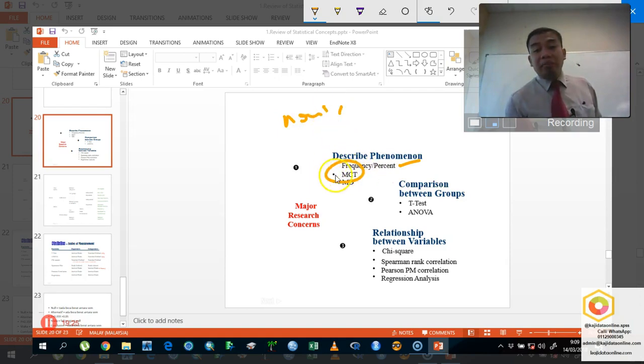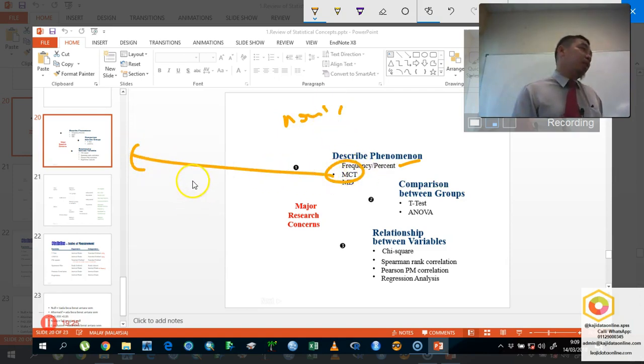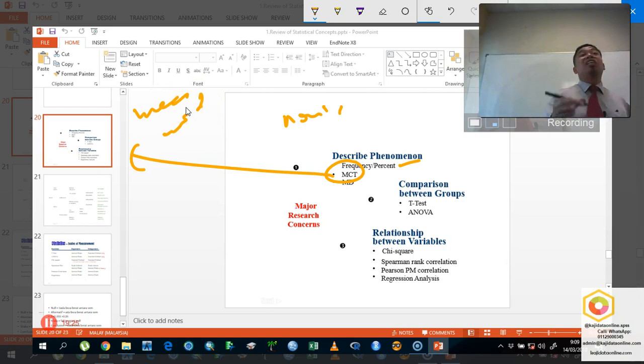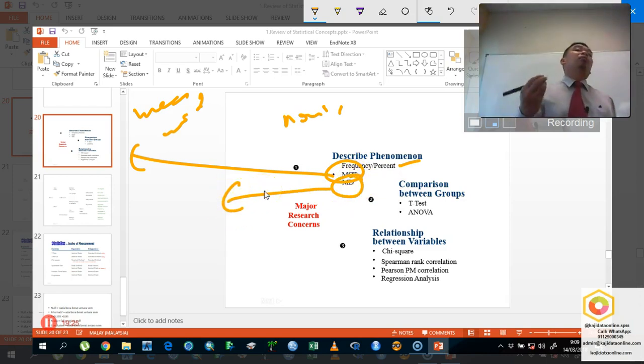The next one is MCT, measurement of central tendency, which consists of measures of center. It's either mean, mode, or median. It's all up to you what you want to choose. It depends on the characteristics of the data and the tabulation of data. The next one is measurement of dispersion, which also needs to consider the tabulation of data.